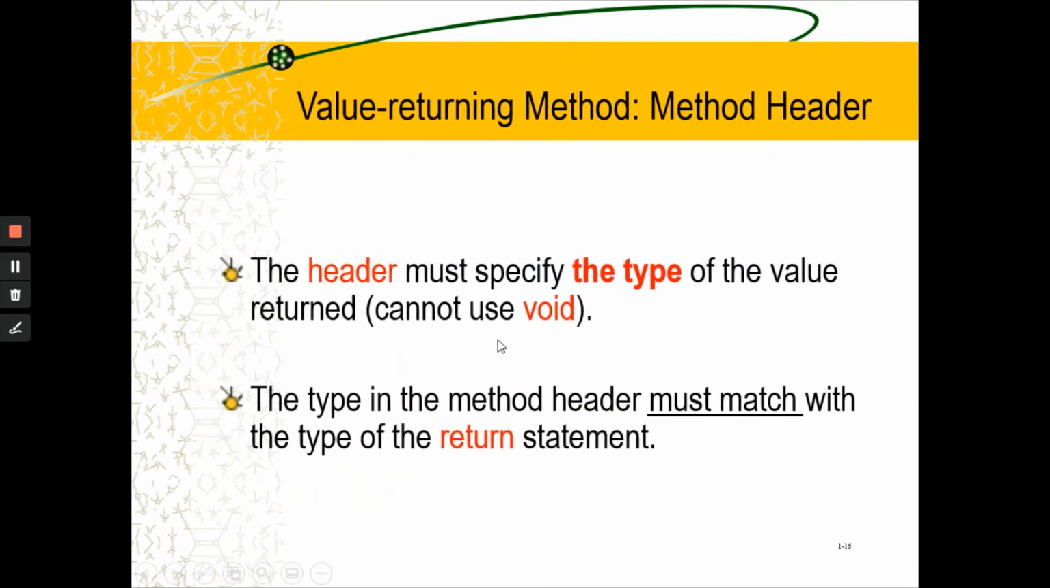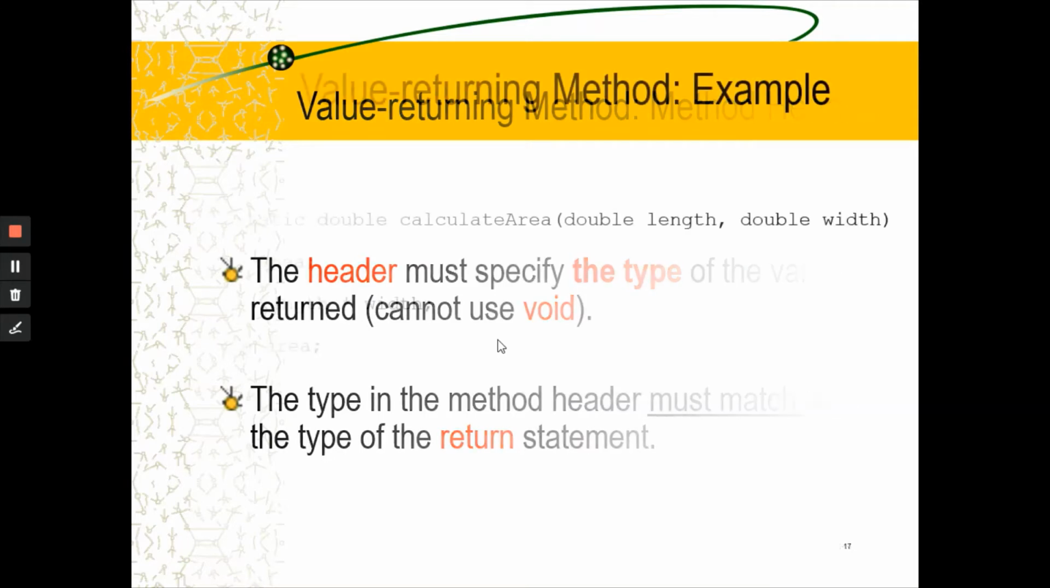The next difference is that you have to specify in the header what is the data type that you are going to return. Before this, we used public static void, for example, public static void show message. Now for the value returning method, you have to write what is the data type that you are going to return. For example, if you are returning a double, your method header will be public static double show message. So we have to specify the data type, and the data type in the method header must match the data type that you have in the return statement. We will see some examples later so that you can understand more.